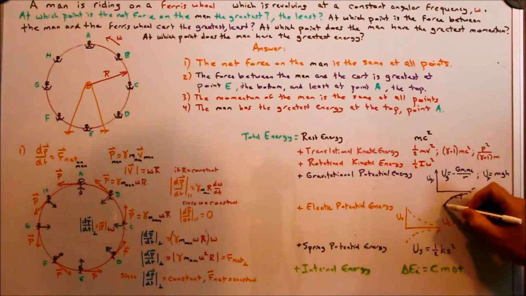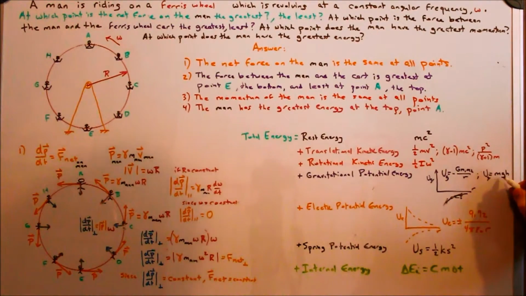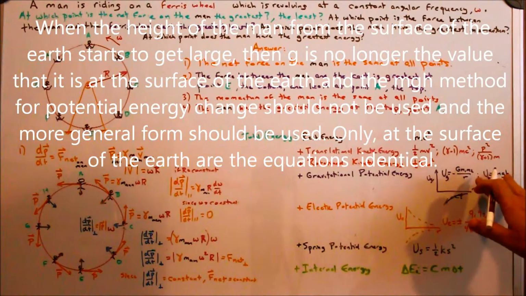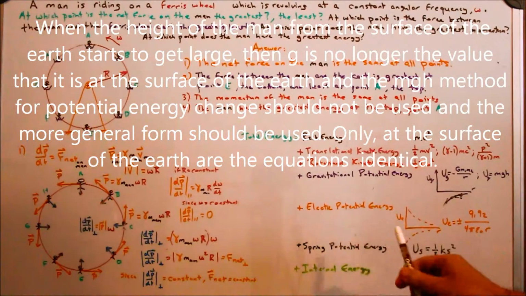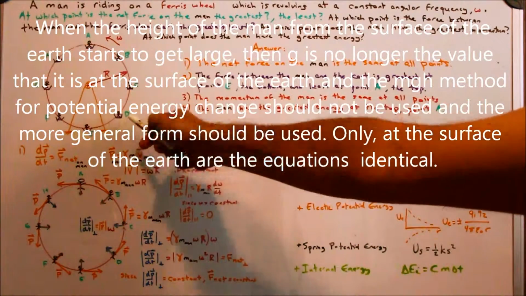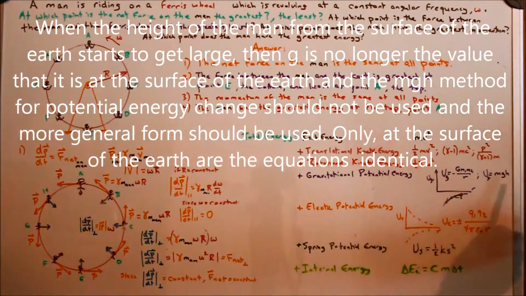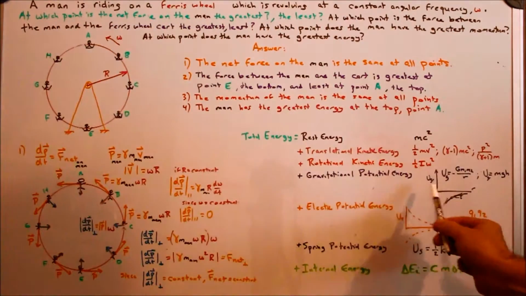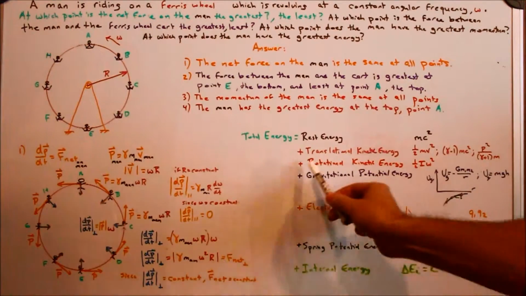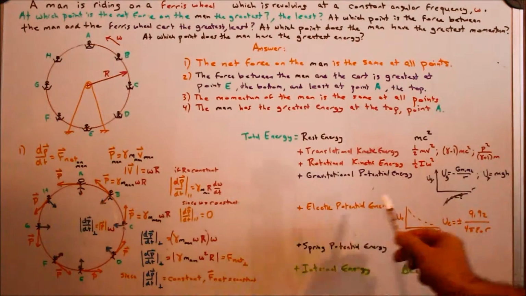At the surface of the Earth, it's convenient to use mgh, which we'll use. In either case, you'll see that the farther the person gets from the center of the Earth, or h would be the height above the surface of the Earth, that's a very convenient form to use. The higher up he gets above the surface of the Earth, the more potential energy. So A has more potential energy here than E, so A would be the greatest.